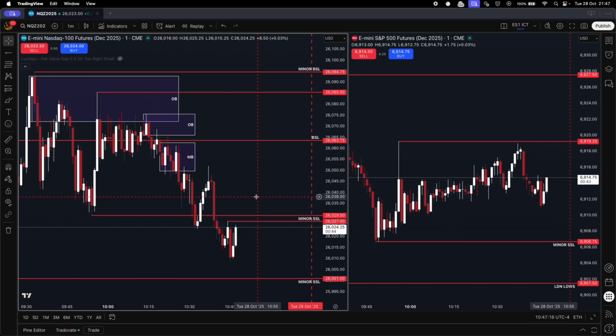Okay, so if we shift market higher here, then we will be looking for a long, and we want to see this bearish order block to then be paired as a breaker block with a fair value gap on NQ or ES.